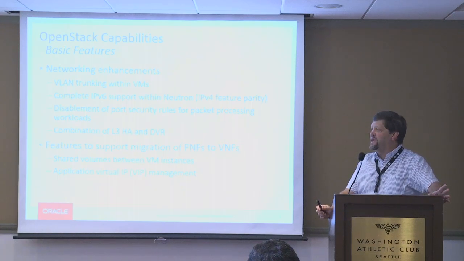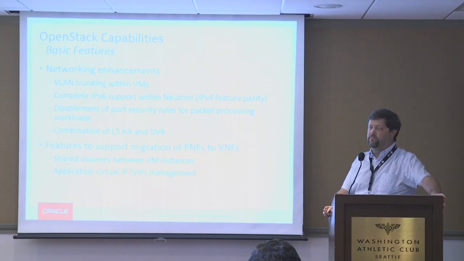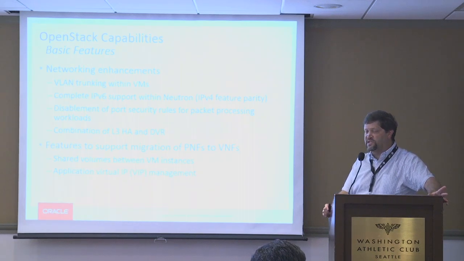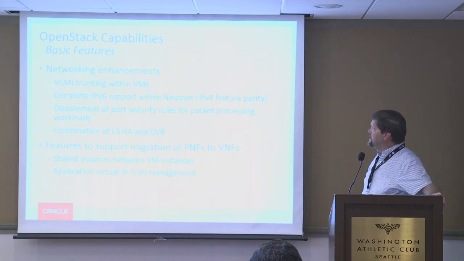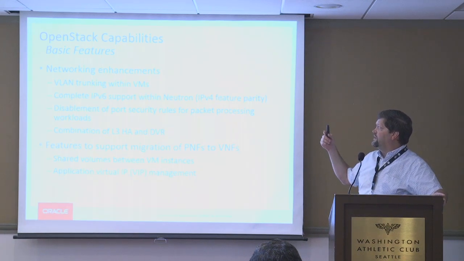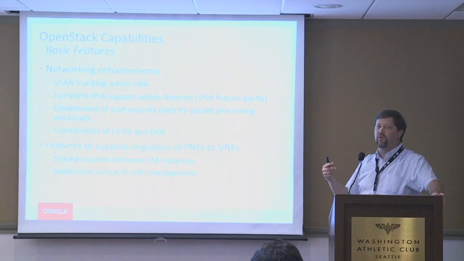So going back to my grouping of capabilities that OpenStack needs, these are some basic features. It's a grab bag of different things that I've heard from the telco side that really need to be there within OpenStack. Again, it's not an exhaustive list, but a starting point. First of all, we have networking enhancements. Neutron's getting bashed all the time, right? There's plenty of work to be done there.